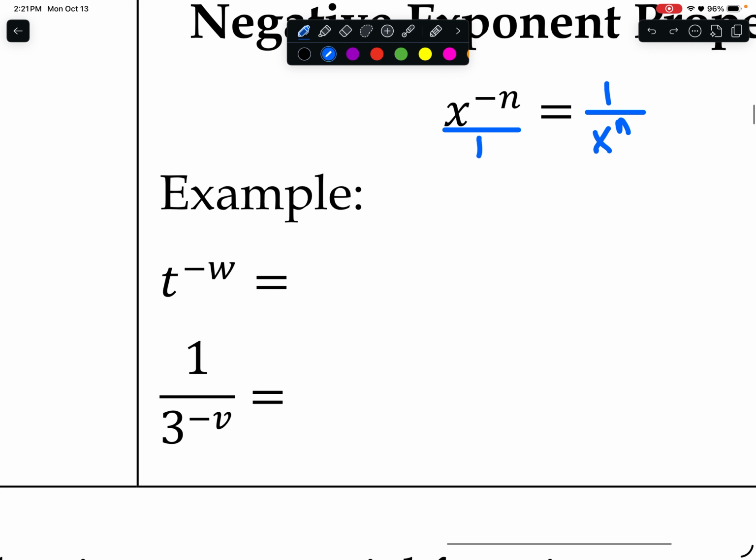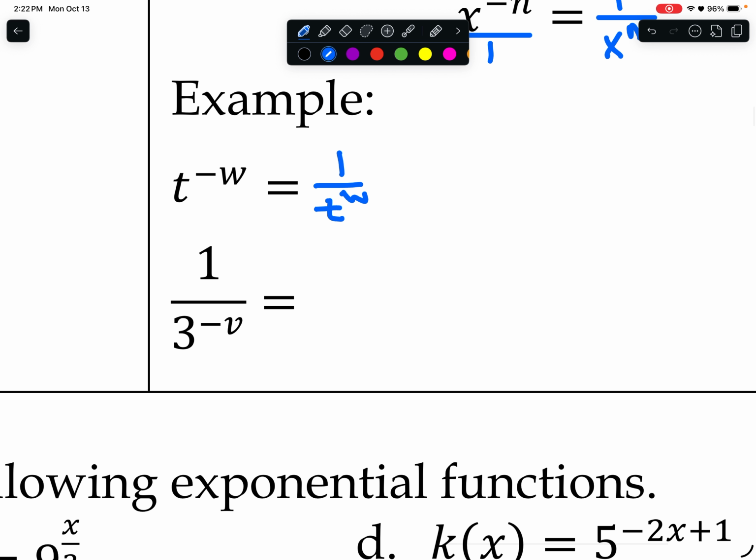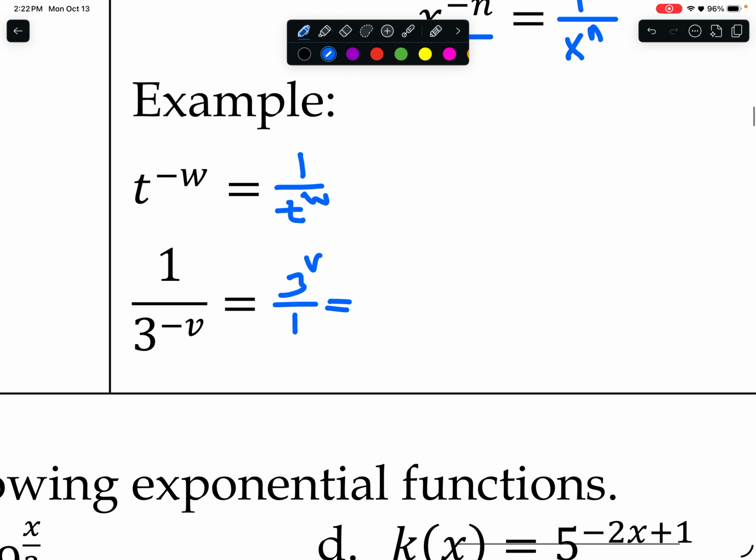So if I look at the next one, if I have t raised to a negative w, that's the same as writing 1 over t to the positive w power. And then 1 over 3 to a negative e power, I'm going to bring it up to the top, so that'd be 3 raised to the positive v over 1. And then because I don't have any value other than 1 in the denominator, I can just rewrite it as just 3 raised to the positive v.